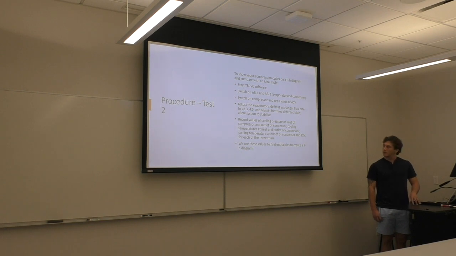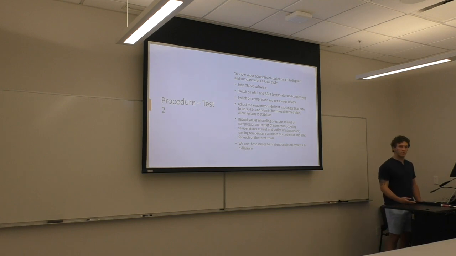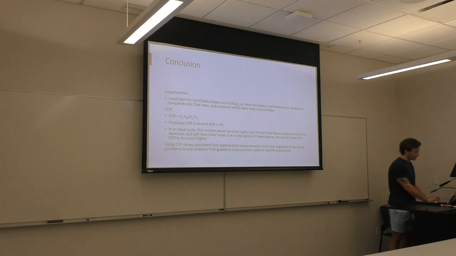We record the values of the cooling pressures at the inlet of the compressor and the outlet of the condenser, the cooling temperatures at the inlet and outlet of the compressor, and the cooling temperature at the outlet of the condenser and at the outlet of the expansion valve. We do that each time for each case. And then we use these values to find enthalpies, which we can then create a pH diagram with.